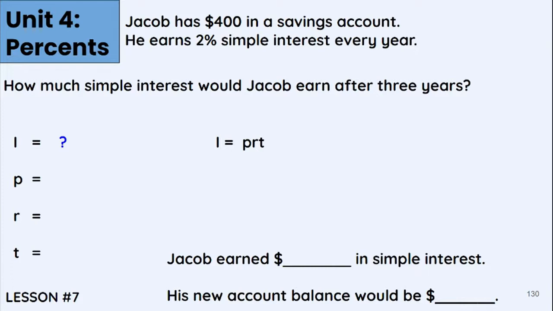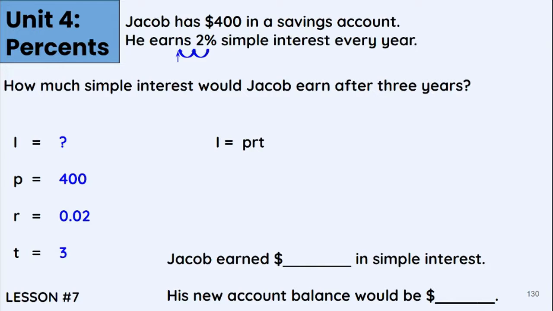P, what's the principal that he starts with? How much money does he start with? $400. R, what's the rate of simple interest that he earns? That would be 2%, but we're going to have to write that as a decimal. So we're going to move the decimal over once, move the decimal over twice. It would be 0.02. How much time is going to pass in years? 3 years.